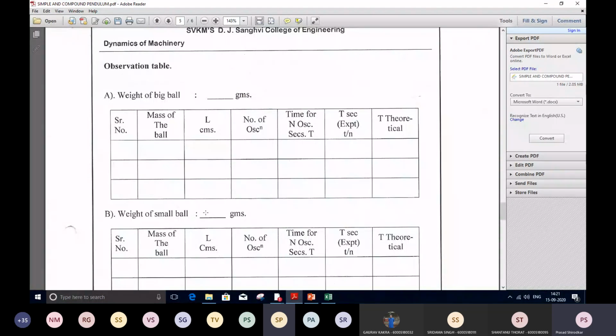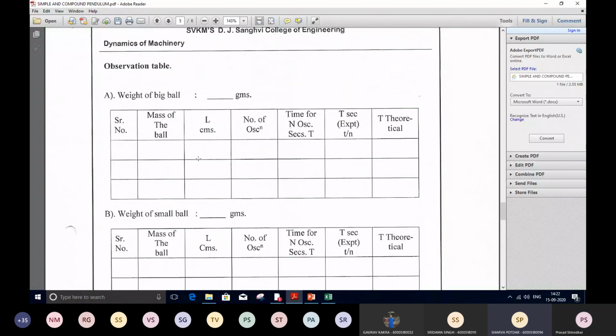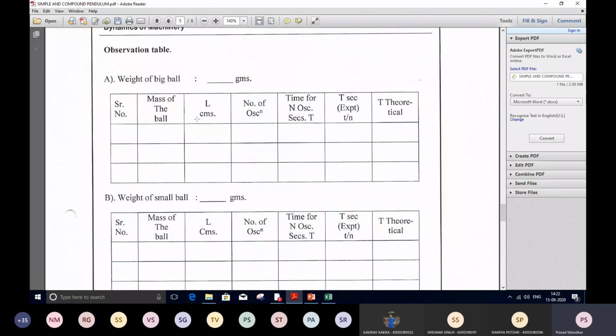Sir, just to confirm, we take the theoretical values from the compound pendulum, substitute it in 1 upon 2 pi root over L by G, and find out the value of L in centimeter. Then we make the simple pendulum with that value of L as length, and after that we find out the experimental values, right? Yes. Okay. The first thing is to find the equivalent length, and once you are done, one by one we'll do the demo part.